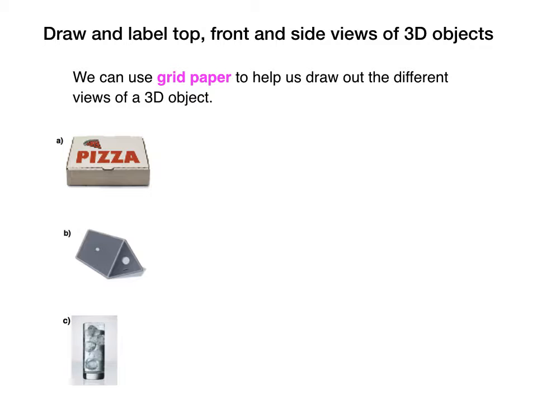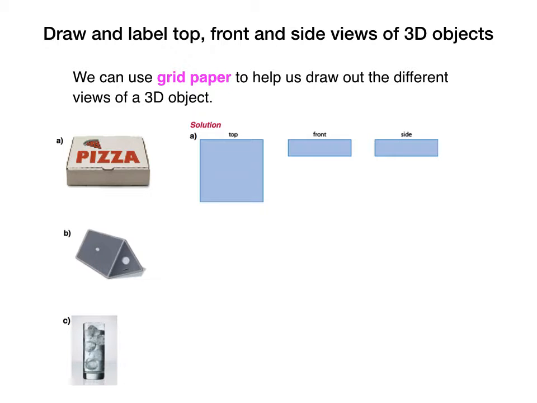Well, because the top of the pizza box is a rectangle and the side of the pizza box is a rectangle, the front of the pizza box is a rectangle, we know that this side here is also going to be a rectangle. So our solution, we need to label it. So we draw a rectangle for the top, a skinnier rectangle for the front, and another skinny rectangle for the side view. So how about image B?